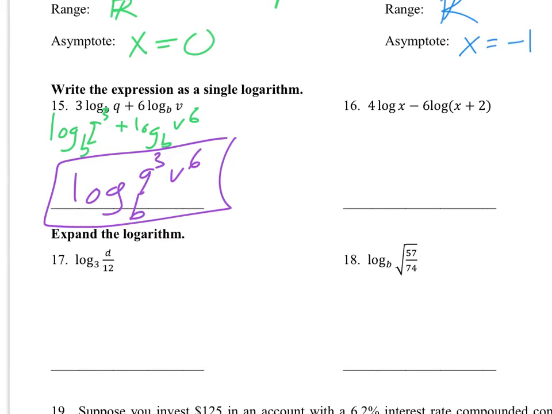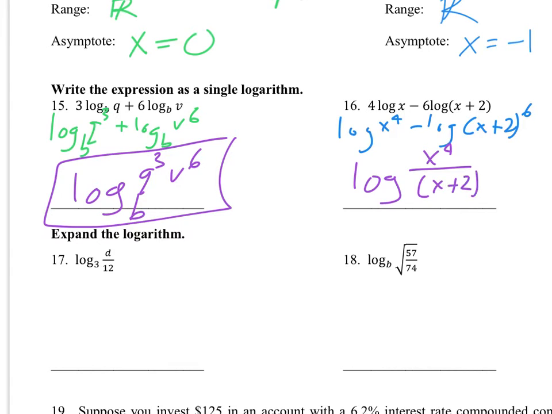Now number 16, I would have a log of x to the 4th minus a log of x plus 2 to the 6th. Now I certainly don't want to take that x plus 2 to the 6th power. That would be kind of a big deal. But I don't have to. I'm just trying to condense this down. So it is a subtraction, so we use the quotient property. The x to the 4th is in the numerator, and the x plus 2 to the 6th is in the denominator. And so it would look like that.